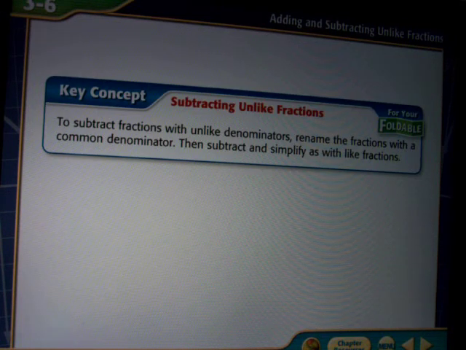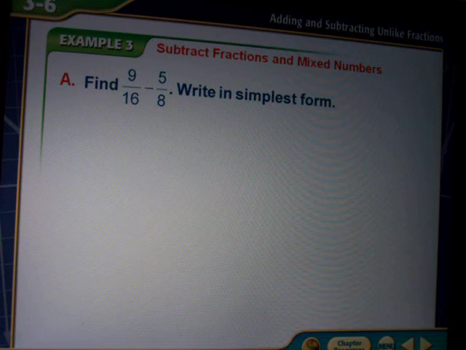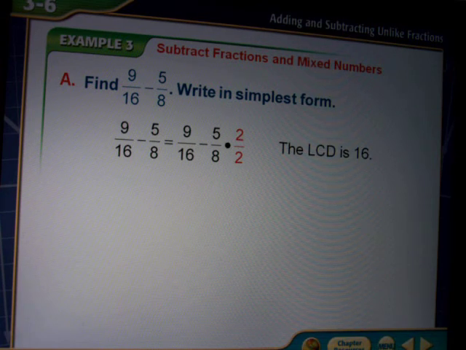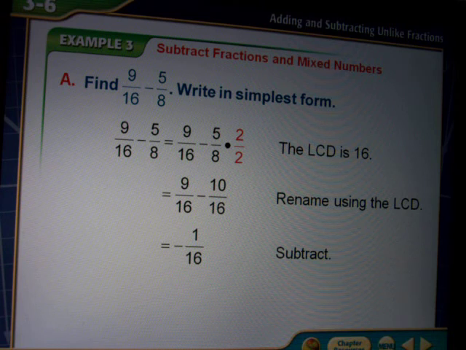Alright, key concept when subtracting fractions with unlike denominators: you're going to rename the fractions with a common denominator, then subtract and simplify as with like fractions. It's just like when you're adding fractions with unlike denominators. First thing we're going to want to do is rename it so that we're dealing with both in sixteenths. So we're going to take 5/8 and multiply by 2 over 2. So now we have 9/16 minus 10/16. And we're going to add the opposite, so we end with a negative 1/16. That's our answer.